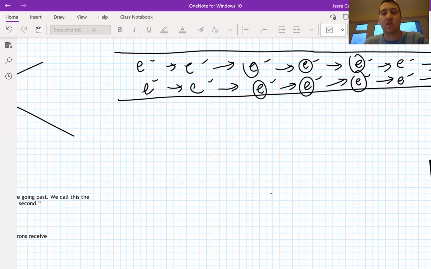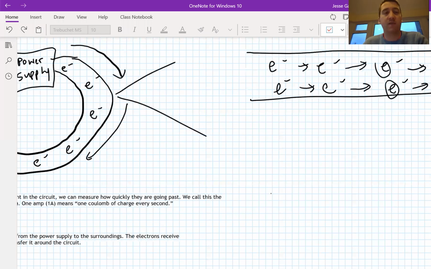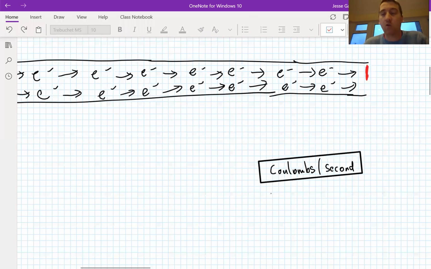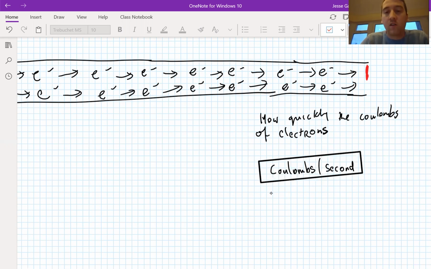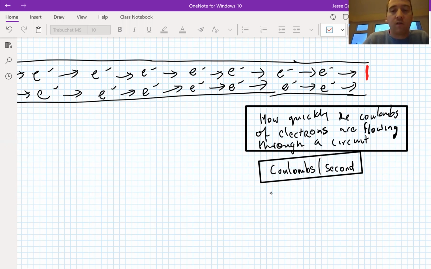Okay, now of course we can't see electrons, so we don't really count them like this by looking at them. We would measure them in a different way, but that's essentially what we're doing, measuring how quickly the coulombs of electrons are flowing in a circuit or through a circuit. We have a word for this. That's what we're measuring in this case. How quickly the coulombs of electrons are flowing through a circuit. This is what we call the current.